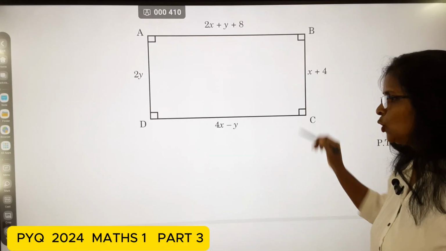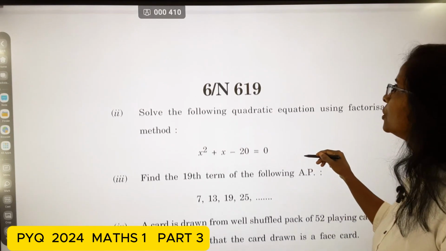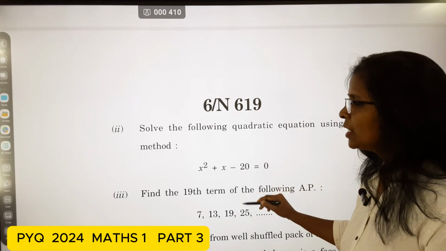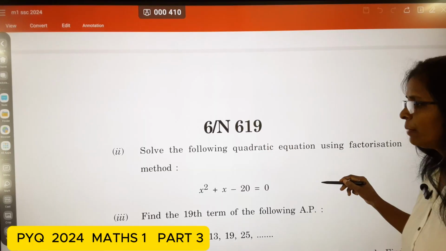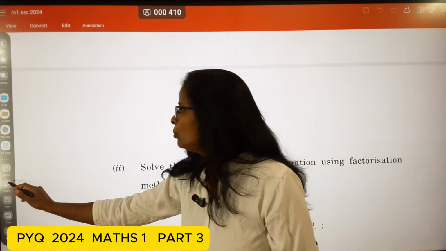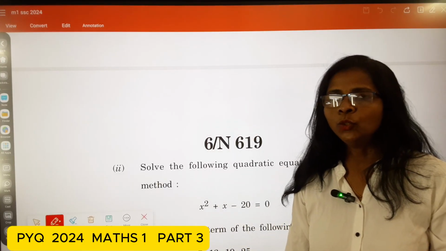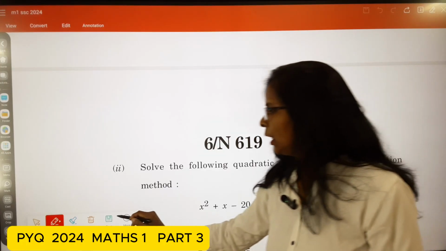Next example, students. Solve the following quadratic equations using the factorization method. Students, the factorization method is given here. So you have to solve this problem using the factorization method only. You must not solve this problem by any other method. Do not use other method to solve this quadratic equation.